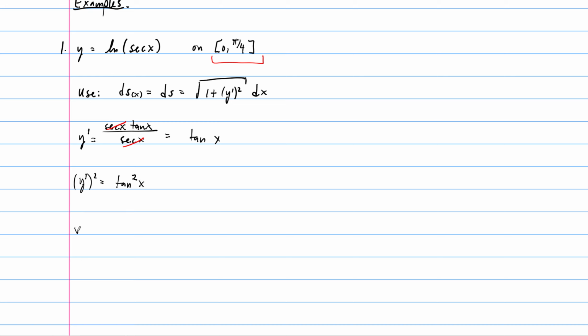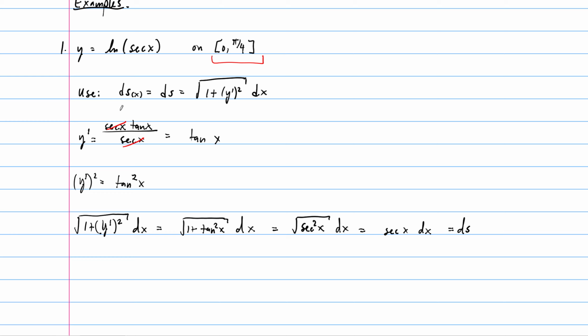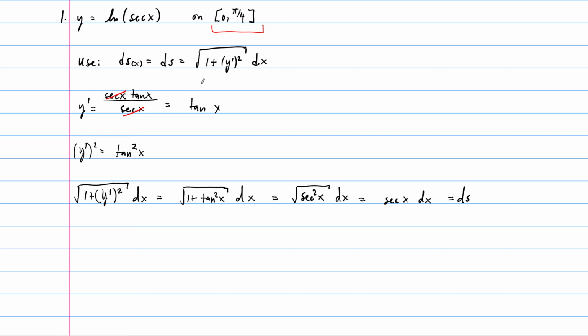And then we can plug it into this differential. So ds becomes the square root of 1 plus y prime squared, dx. This is then equal to the square root of 1 plus tangent squared x, dx. But 1 plus tangent squared is secant squared x. Again, secant on this interval that we're restricted to is always positive, so this is just secant of x dx, and that's our ds. That's our arc length differential for this function. And so now the only thing we have to do is integrate that. So now we have this definite integral.